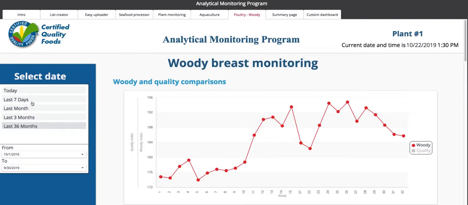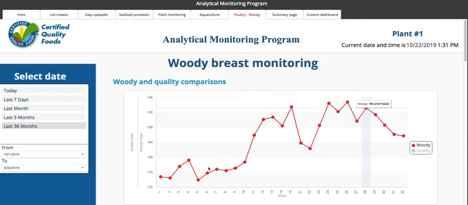And you can use preset ones, such as last 7 days, last month, last 3 months, or if you had one particular day you wanted to look at, you could select that one day too. But as the data is uploaded into the cloud, the graph changes, very similar to a Dow Jones Industrial Index.